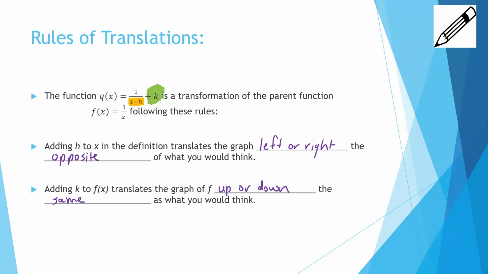Okay? So if we're adding numbers to the x or on the end, it's going to be shifting the graph left, right, up, and down. It's the translations that we've learned before. Now you can think about it.